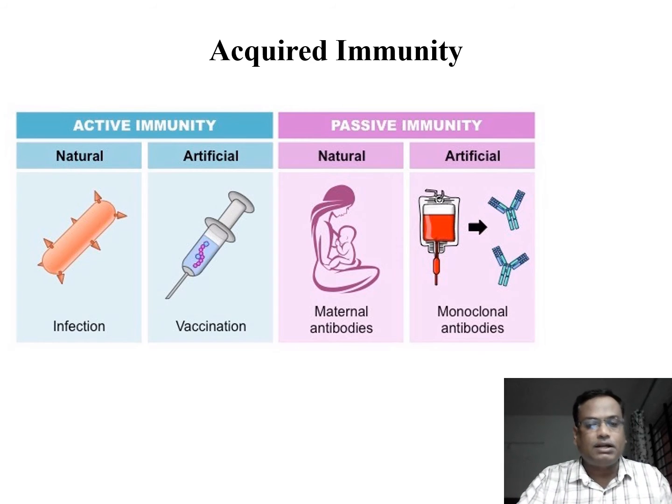So that's about the active immunity. When it comes to passive immunity, as I told you, the person's own immune system is not involved. So the newborn baby gets the antibodies from the mother. Before the birth, you know that a large number of antibodies are transferred from the mother to the embryo just before the birth.